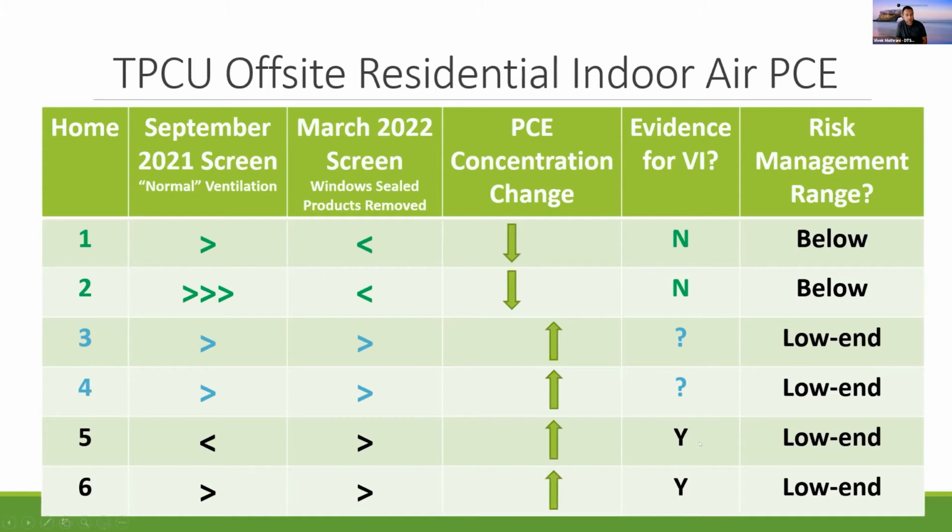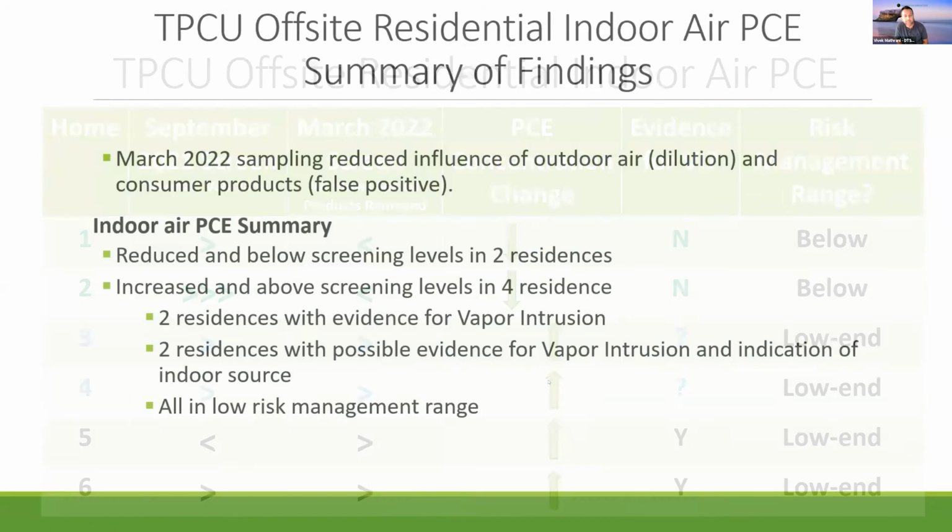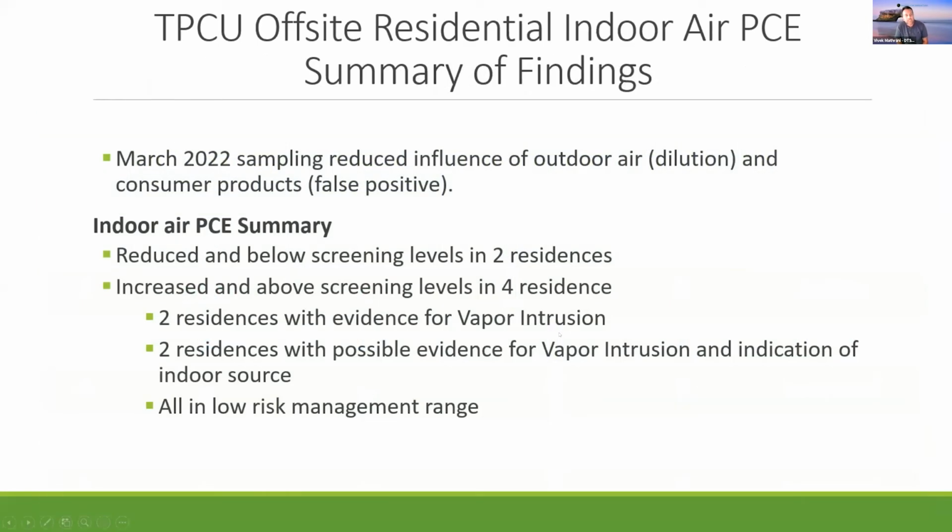Homes 5 and 6 also saw an increase in indoor PCE concentrations, and we didn't see strong signals for consumer products. So the conclusion was that the March 2022 event showed evidence for vapor intrusion in 2 of the homes. Nonetheless, all 4 of the homes that exceeded the residential screening level in March 2022 were assessed at the low end of the risk management range for risk management decisions. And I'll go a little bit more into that later. Next slide, please.